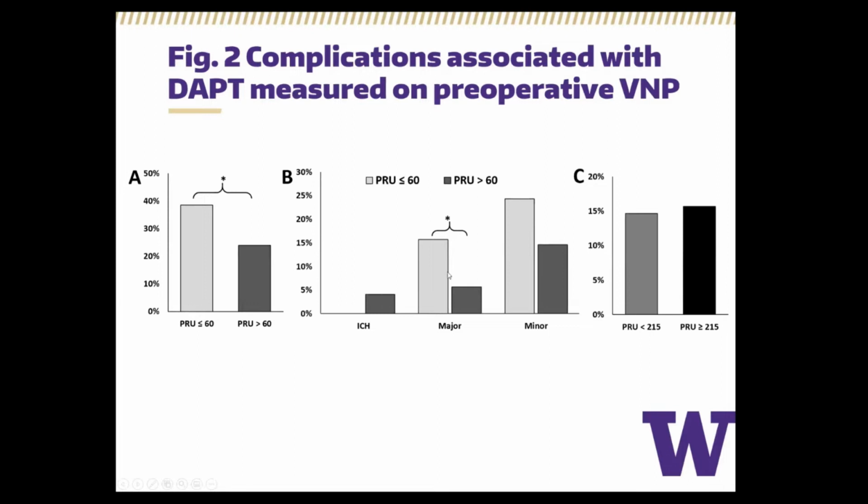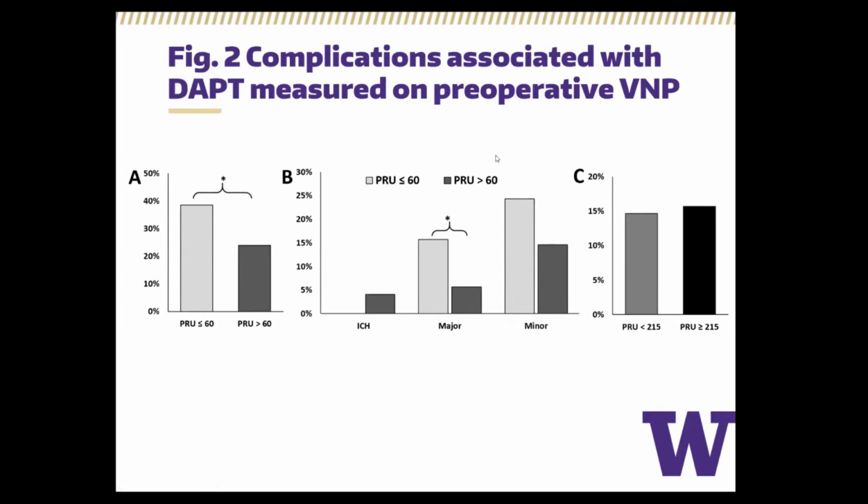So the major driver of hemorrhage in this case was actually major extracranial bleeds, and most of these were GI bleeds. And so that's an interesting finding. There was no significant difference in the minor hemorrhagic complications. These are things like epistaxis, menorrhagia, or access site bleeding, but we didn't find anything statistically significant there.